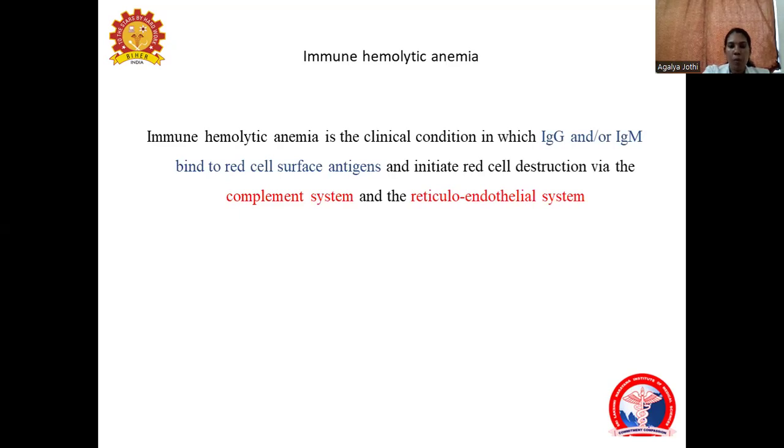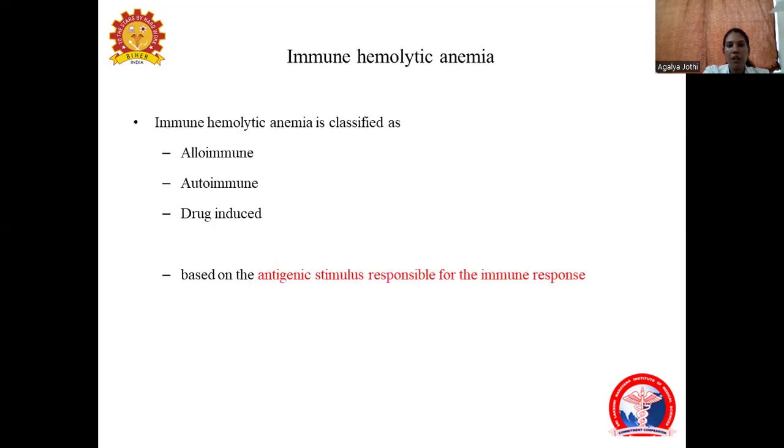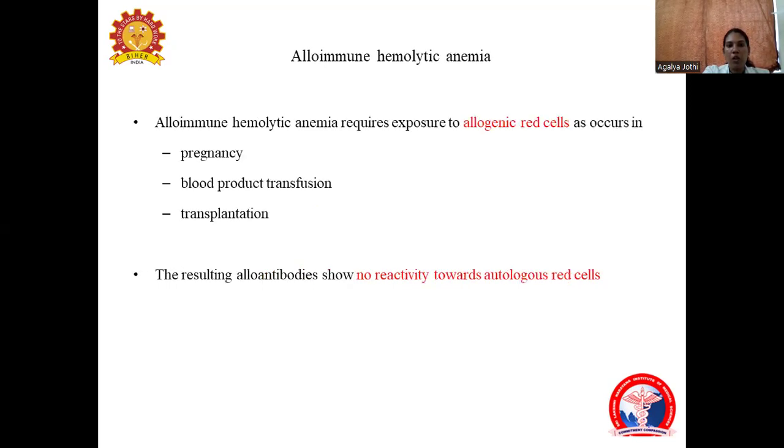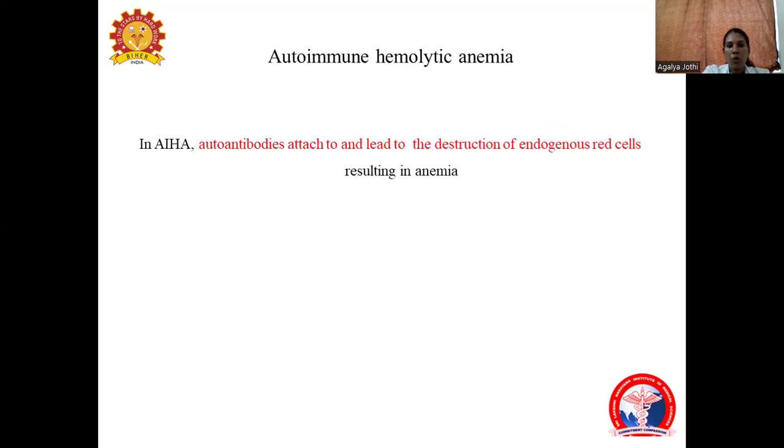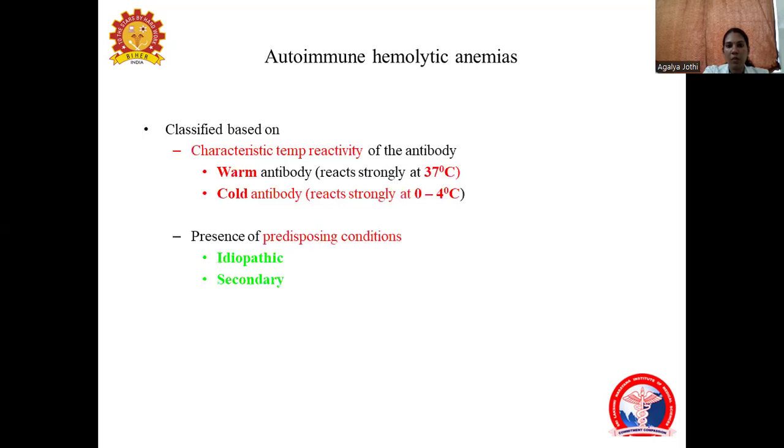This is the definition of immune hemolytic anemia. It is a clinical condition in which an antibody binds to red cell surface antigens and initiates red cell destruction via the complement system or the reticuloendothelial system. Immune hemolytic anemia is again classified as autoimmune and drug induced. In autoimmune hemolytic anemia, the autoantibodies attach to red cells, resulting in anemia.